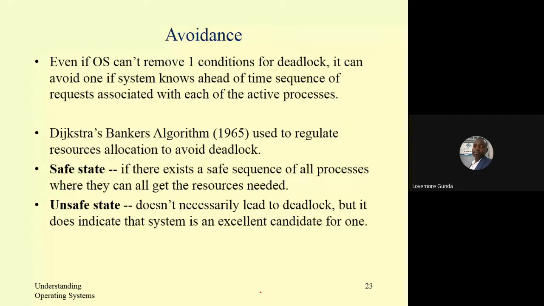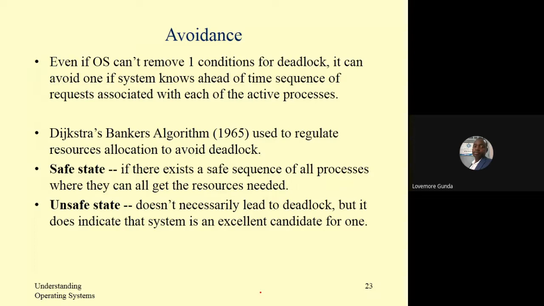Or it can be avoided. If the operating system can remove one condition for deadlock, it can avoid it if the system knows ahead of time the sequence of requests associated with each of the active processes, right? This is the Banker's algorithm used to regulate resource allocation to avoid deadlock.